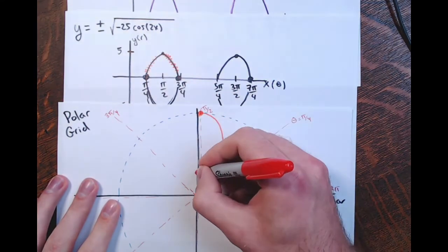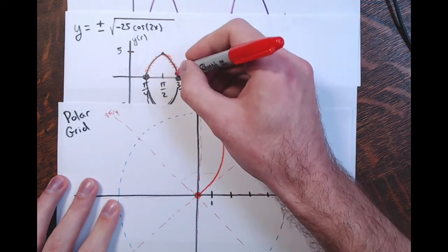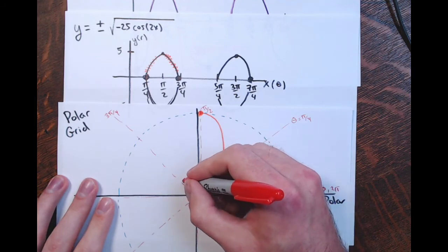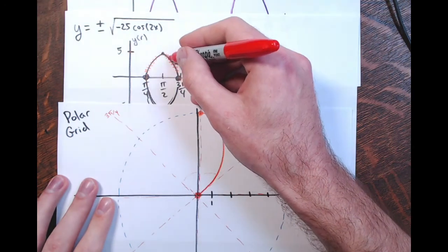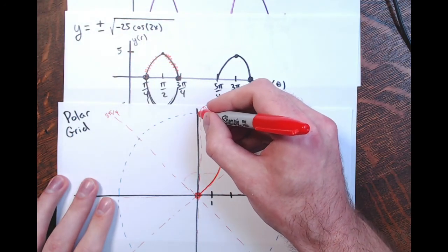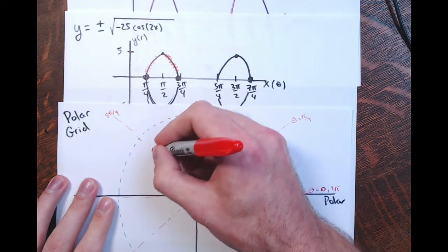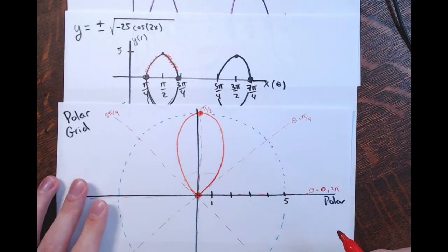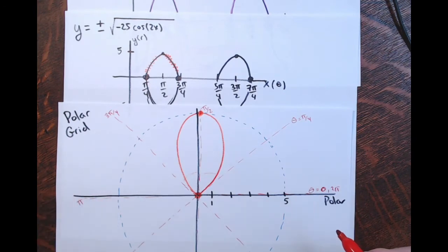So between here and here, I've got positive values of r, right? I'm going from r equals 5 to r equals 0, so I have to end back at the origin when I hit this line. So then coming back down, ending back at the origin. So there's one half of the figure 8.